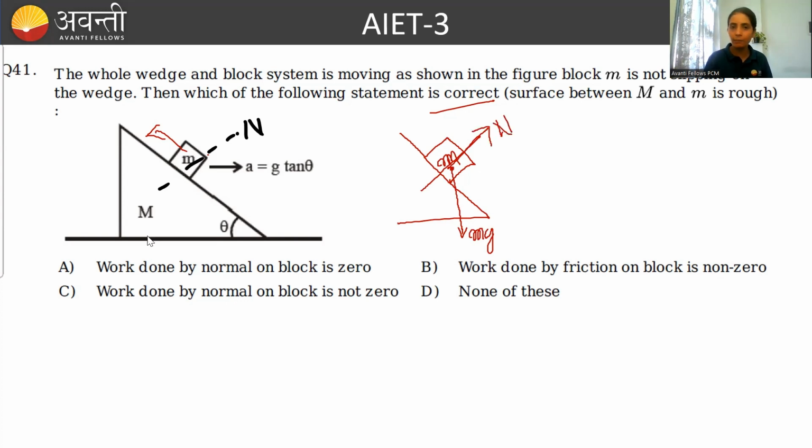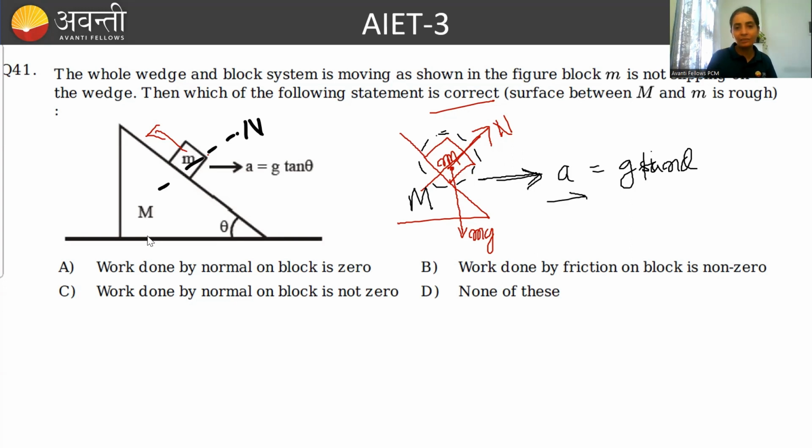Right, on small m. Here it is given in the question that this small m is not slipping on the wedge. It means what? This small m together with this wedge is moving in this direction with acceleration a equal to g tan theta. It means this small m is moving together with this wedge in this direction. Done. So, which force will help this small m to move in this direction?